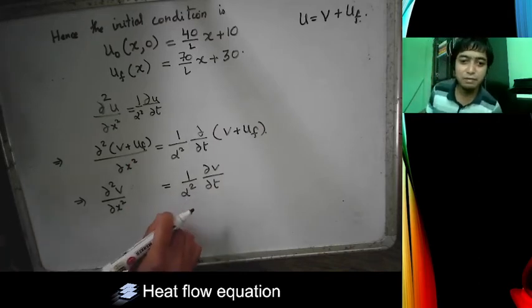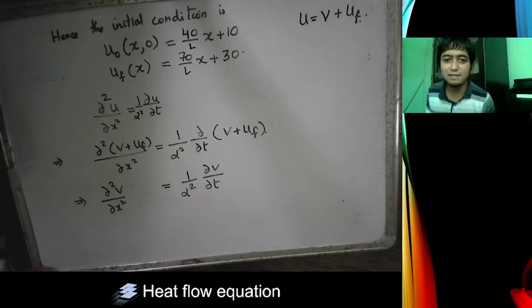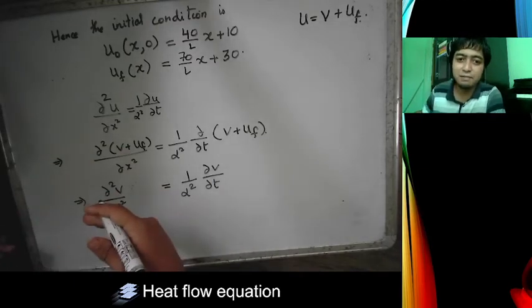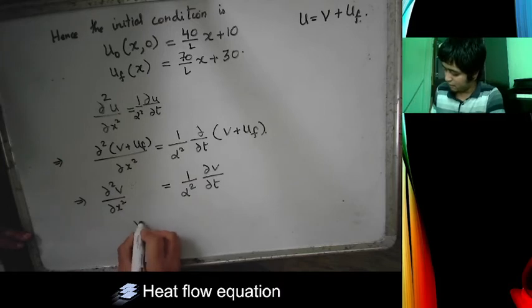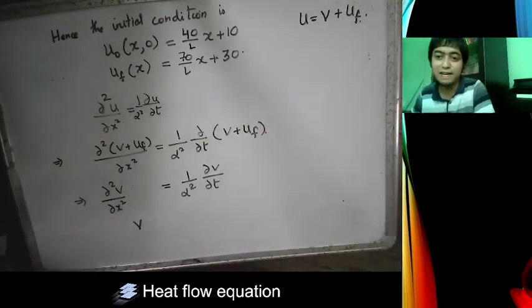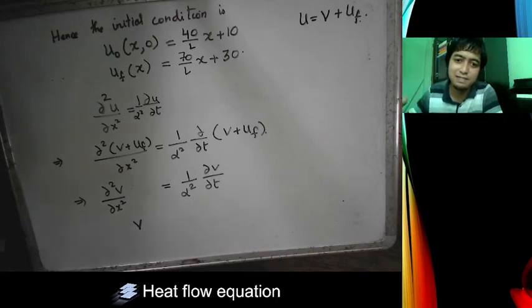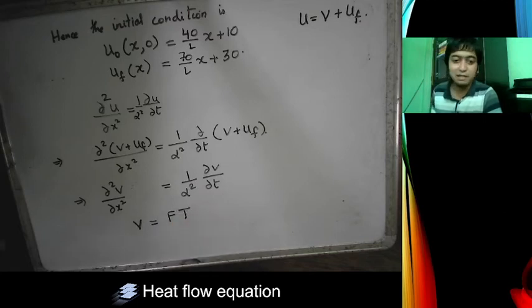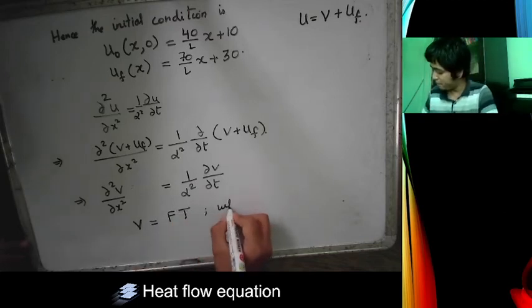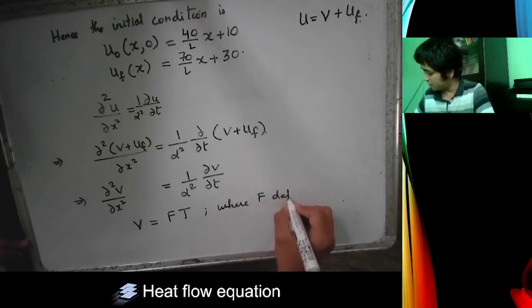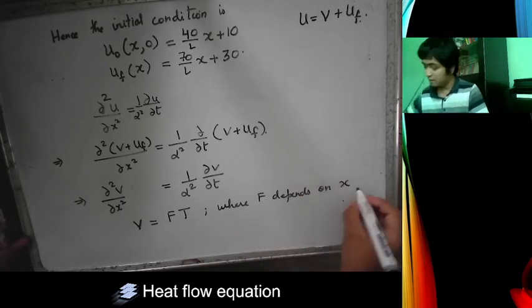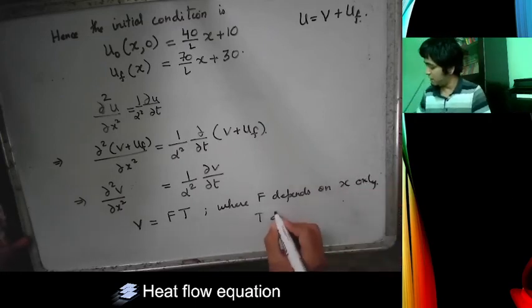What do we do after getting something that looks like this? This is the method for finding the solution. We can write v, because v is a function of x and t. It depends on the position as well as the time. We can write v equal to f times capital T, where f depends on x only, and T depends on t only.